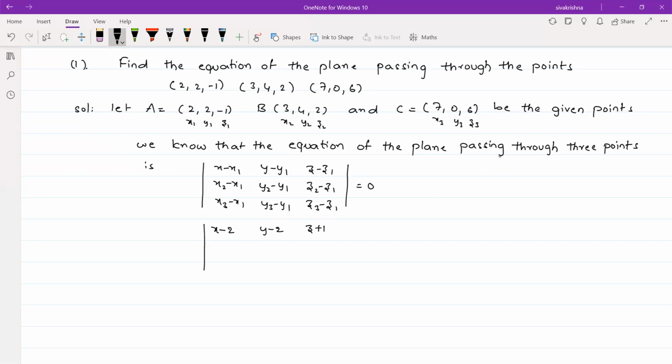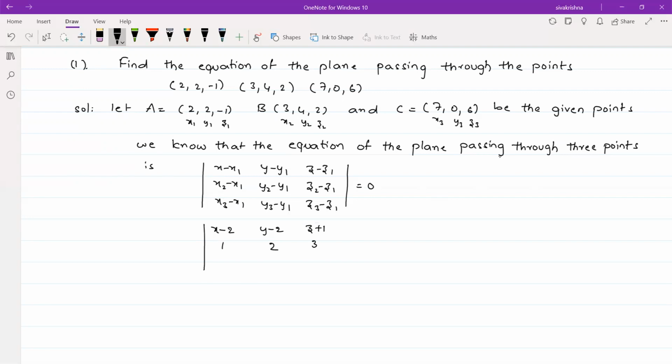Next we have to write the second row, that is x2 minus x1. So here x2 is 3 and x1 is 2, so we get 3 minus 2 is equal to 1. I am writing it directly. Next, y2 minus y1 means 4 minus 2. We get 2. Next, z2 minus z1. Since here z1 is minus 1, whenever we subtract z1 from z2, we get 2 minus of minus means 2 plus 1, which is equal to 3. Okay. Next, coming to third row.